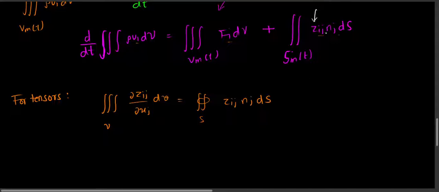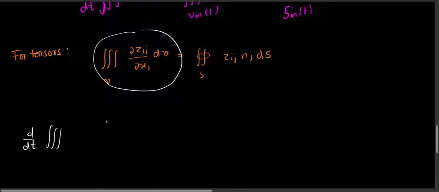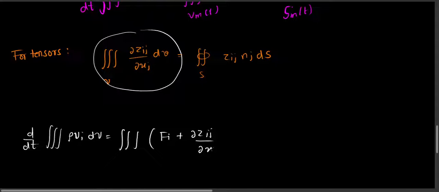So what we do is we replace this quantity over here with this particular one, so that we have triple integrals everywhere, and then we can group certain things and move ahead. So we have d by dt, we had here d by dt triple integral rho ui dv equals triple integral of fi plus del tau ij by del xj dv. So this is what we got as the momentum conservation equation, and that's it.